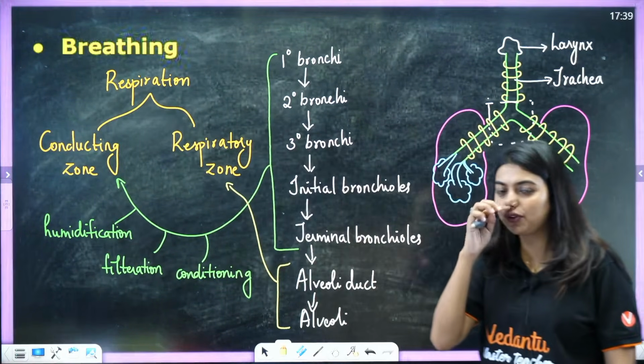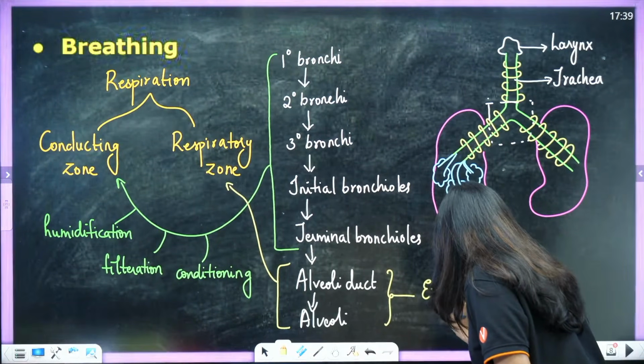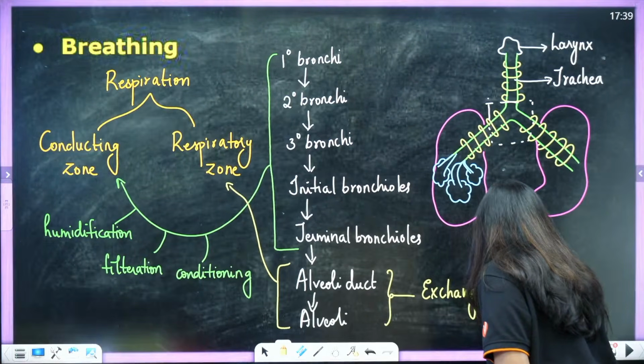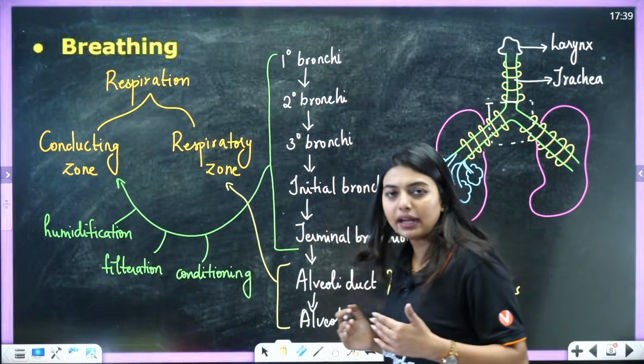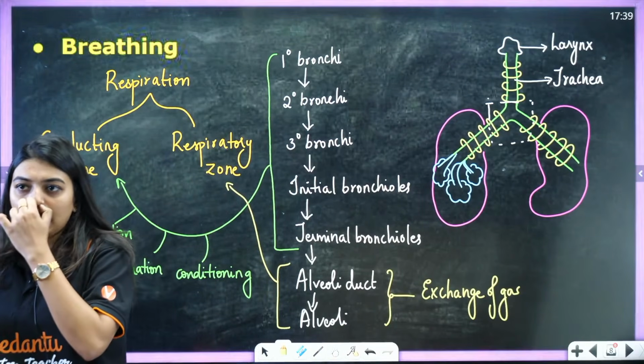Is this clear to all of you? So this is the location where the actual exchange of gas will happen. Again, here also a pressure gradient will be maintained where there will be an exchange of gases. I hope this is clear.